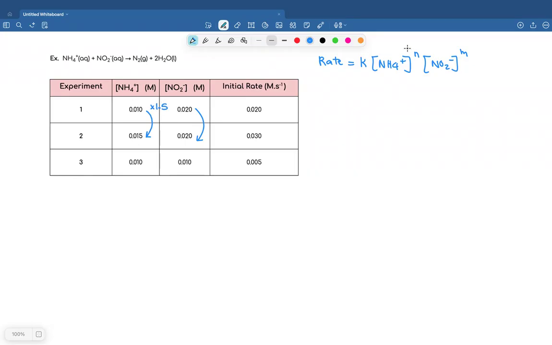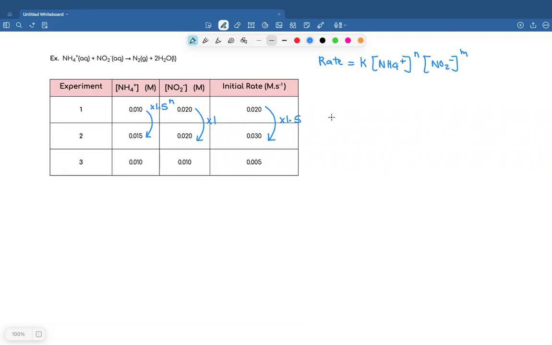Because we put n for the power of NH4+, I'm going to put 1.5 to the power of n. Then I notice that NO2- is not changing, but I'll see how that affects my initial rate. As you can see, the initial rate is also increased by 1.5. Here the concentration of NO2- is kept constant, so that's not the reactant that is affecting our rate. Only by changing the concentration of NH4+ by 1.5 times, we notice that the rate is increased by 1.5 times.